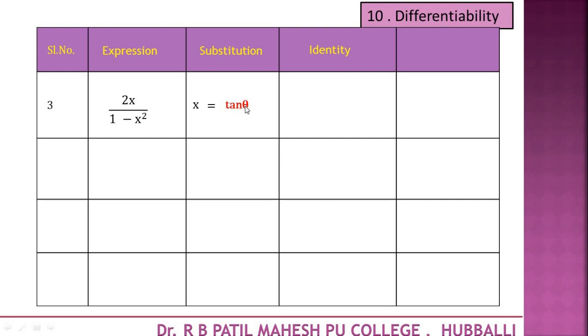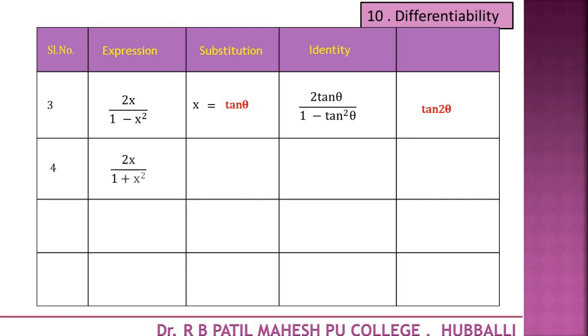In the previous two substitutions it is also the same, x equal to sin theta, or instead of theta you can take a or b, other than x you have to take a variable. Okay, now when you replace x by tan theta, it becomes 2 tan theta divided by 1 minus tan square theta, and this becomes the tan 2 theta function.